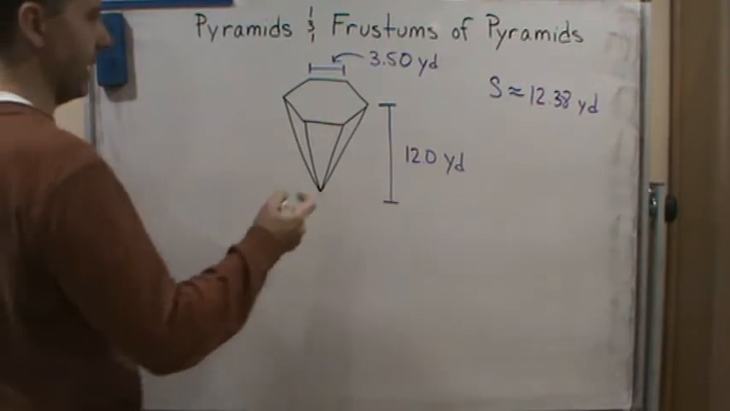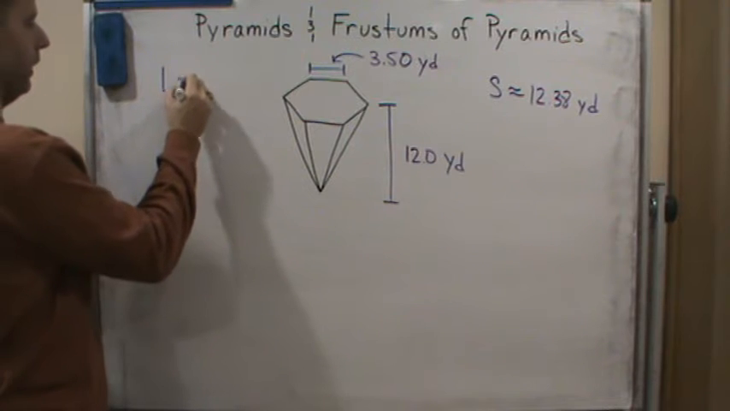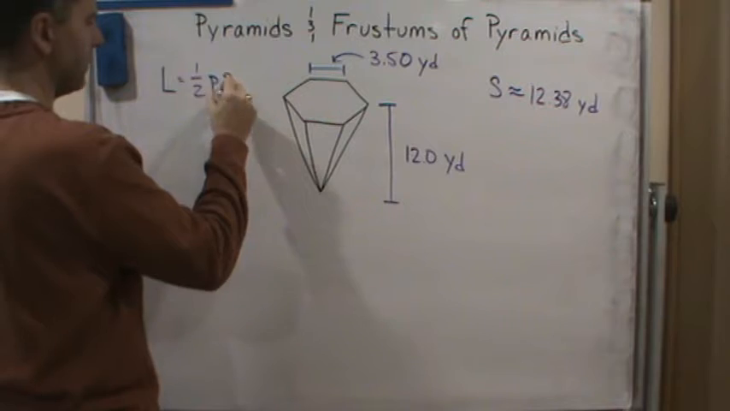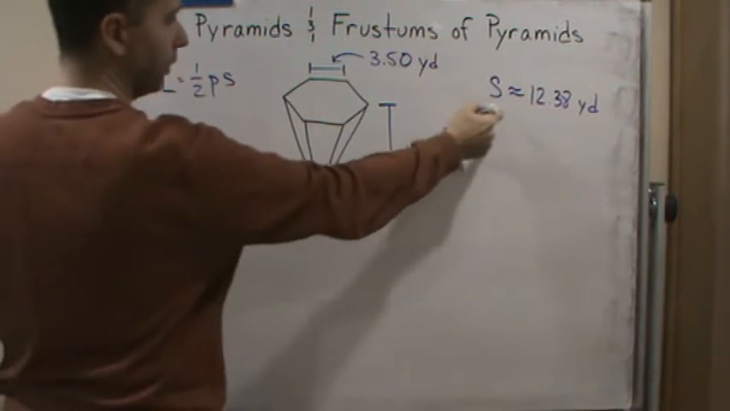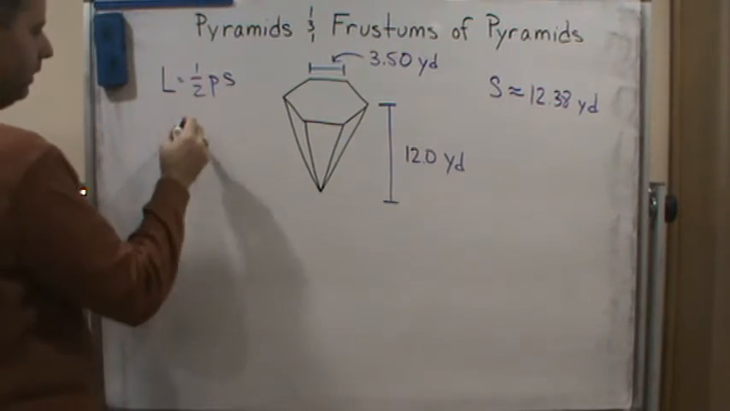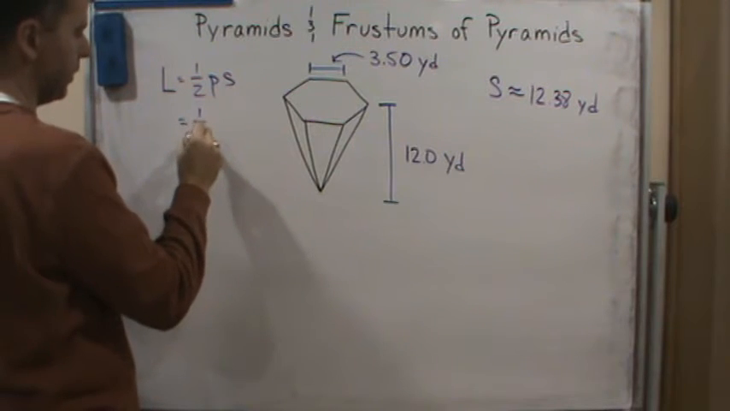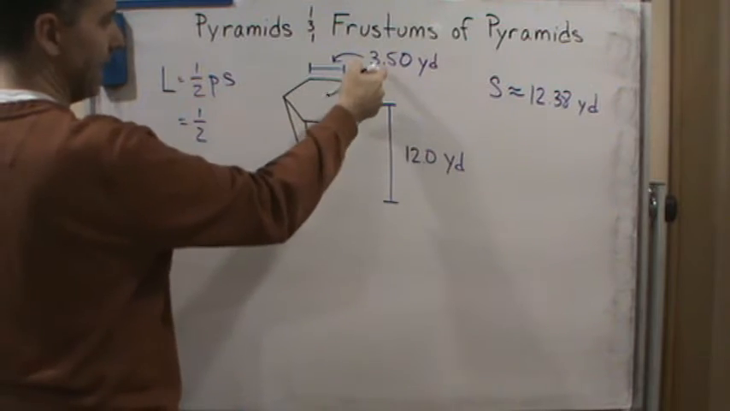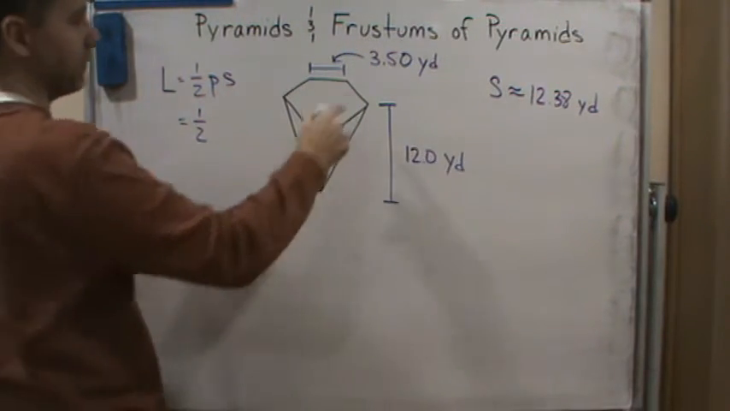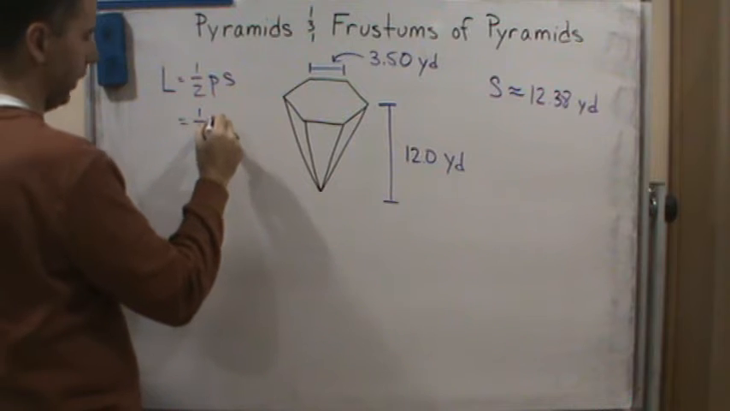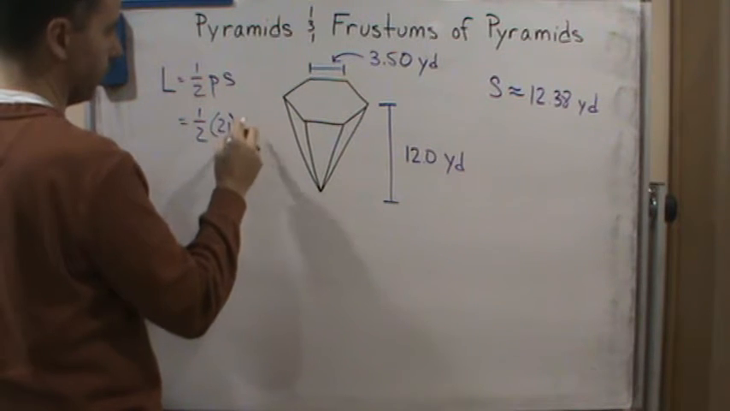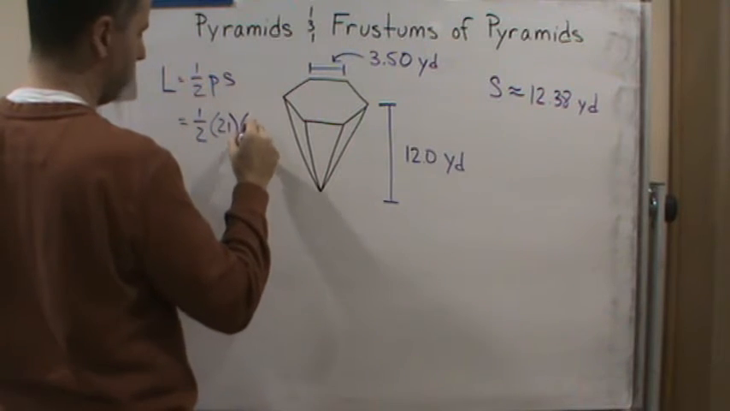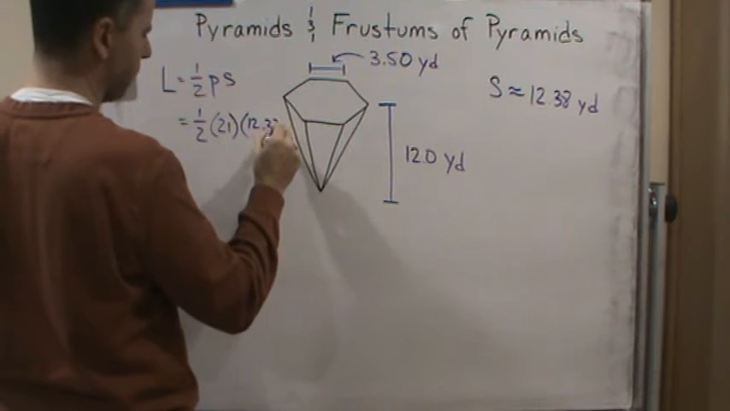Okay, so we've got the slant height. Remember, lateral surface area is 1/2 times the perimeter of the base times the slant height. And the slant height we're given is approximately 12.38. If we just plug and chug into the formula, the perimeter is going to be what? 6 times 3.5, or 3 times 7, which is 21. So that'll be 21 yards times the slant height, which is approximately 12.38.